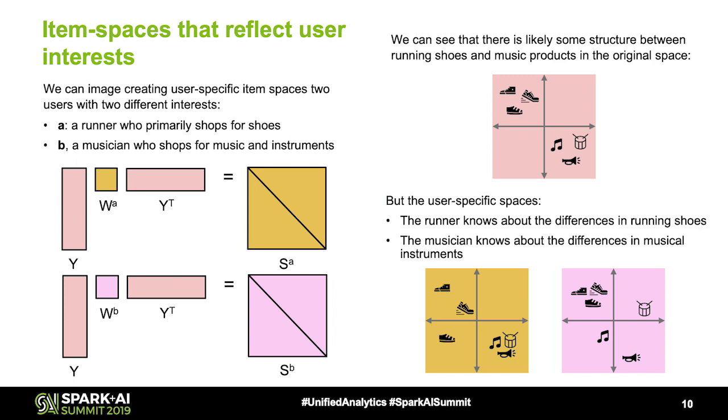So let's say you had two different people. One's a runner, one's a musician. And the runner's interested in shoes, and the musician's interested in musical instruments. So you can see in the original item space on the right there that there's some structure that exists. So like shoes are close together and maybe the musical instruments are close together. But in the user-specific cases, the runner knows more about the differences of the items in the shoe because they have more opinion about it, and knows less about the musical instruments. And then vice versa for the musician. The musician knows a lot more about musical instruments than it knows about running.